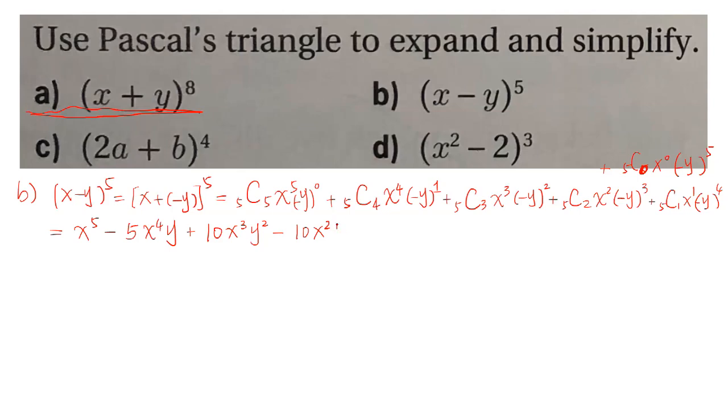y^3. And the last term would be positive sign. Oh, not the last, the second to the last, which is 5x y^4. And the last term would be y^5.